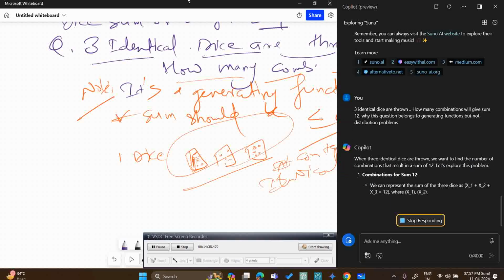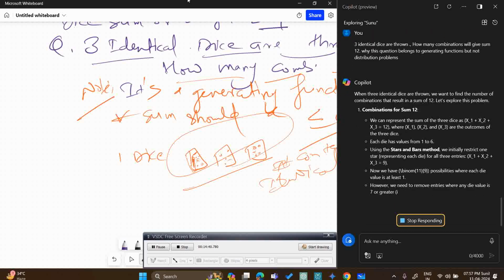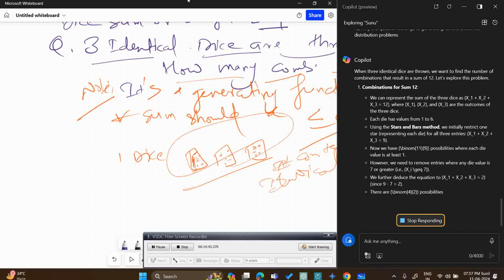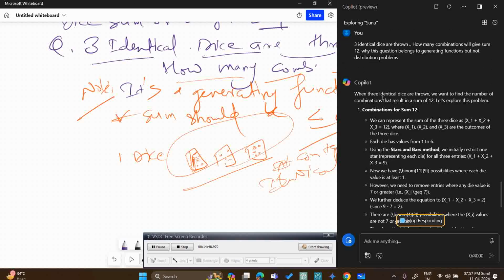When three identical dice are thrown, we want to find the number of combinations that result in a sum of 12. Let's explore this problem. So, combinations of sum 12. We can represent the sum of the three dice as x1 + x2 + x3 = 12, where x1, x2, x3 are the outcomes of the three dice. Each die has a value of 1 to 6. Using the stars and bars method, we initially restrict one star representing each die, so the total for all three dice is 9. Why 9?